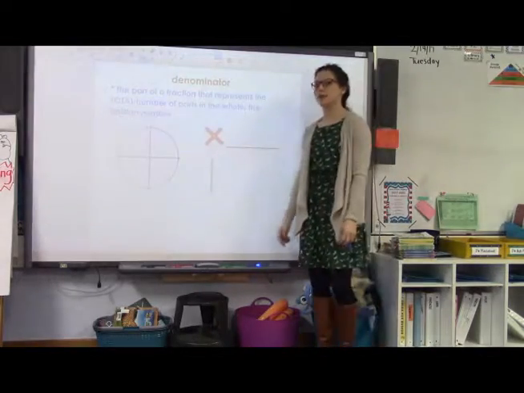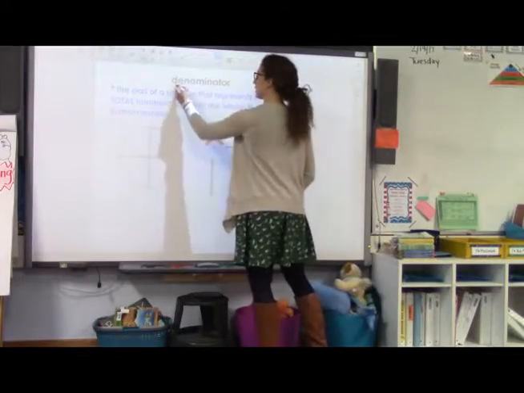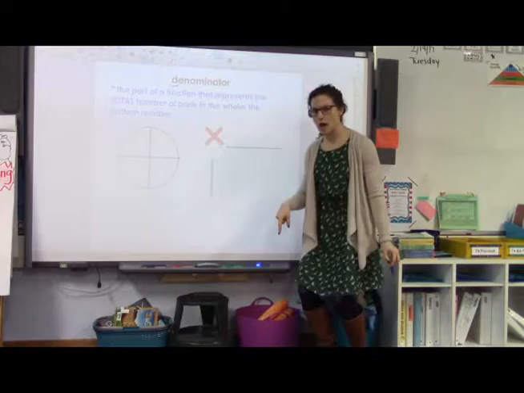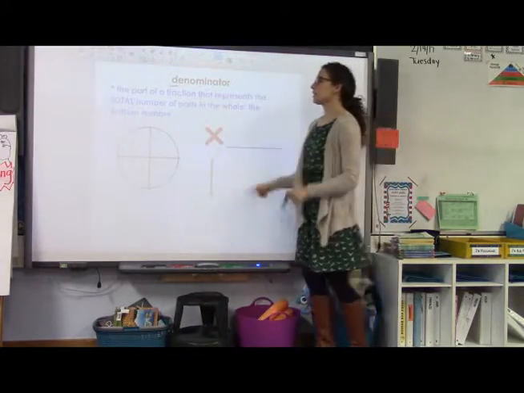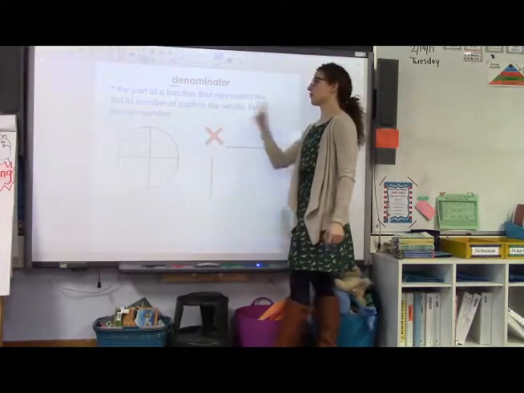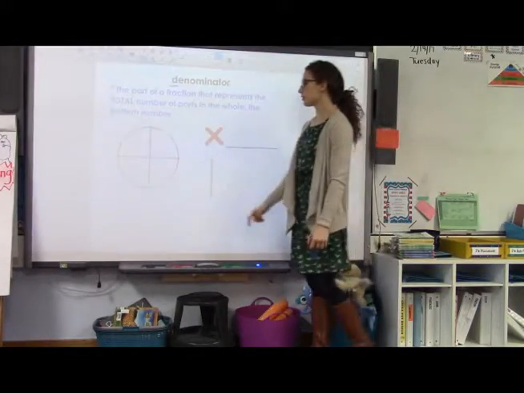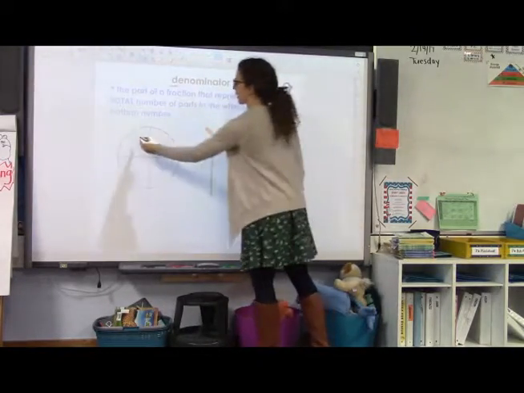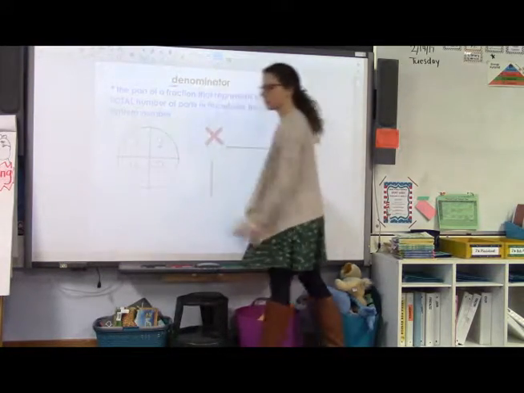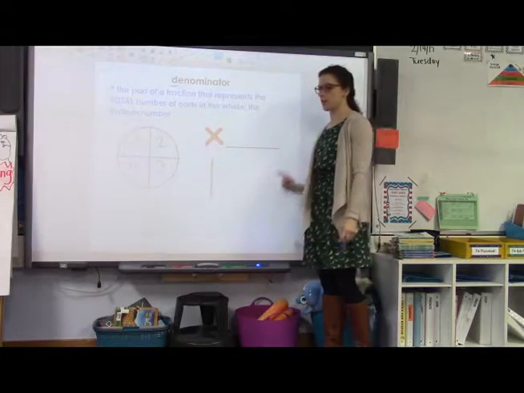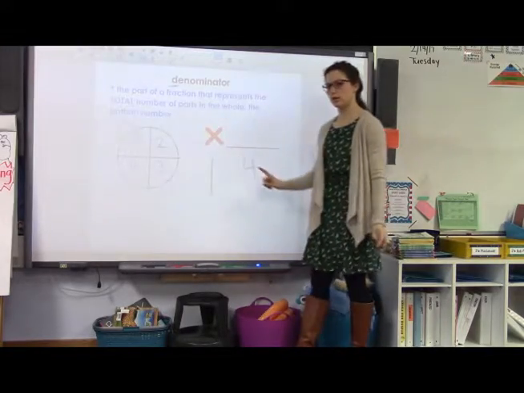Next one, the denominator. This is the bottom one. It goes down. So do you see the D in denominator? Think about down. That's why I have the arrow there. Down. It's not the top one. Denominator is the part of the fraction that represents the total number of parts in the whole, the bottom number. So let's see, we have our circle again. Let's count the total. 1, 2, 3, 4 parts. So does that go on the top or bottom? Bottom. 4 parts. The total number goes down.